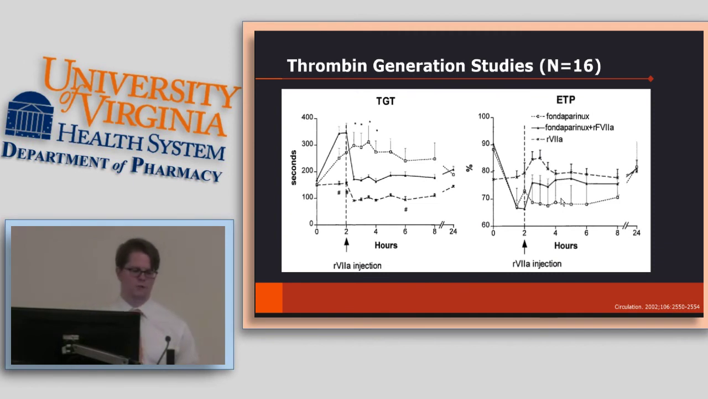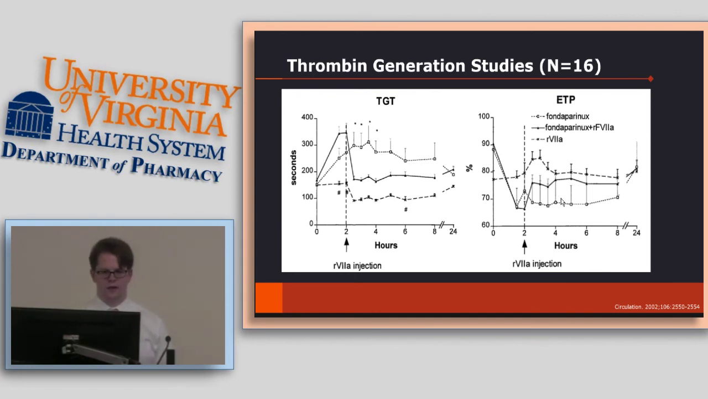So looking at some of the thrombin generation studies that are typically seen in our anticoag studies, we can see that over here on the left, when fondaparinux is administered, it roughly doubled the thrombin generation time. However, at hour 2, following administration of NovoSeven, we can see that the thrombin generation time is reduced back to what was roughly our control level, indicating reversal of fondaparinux effect.